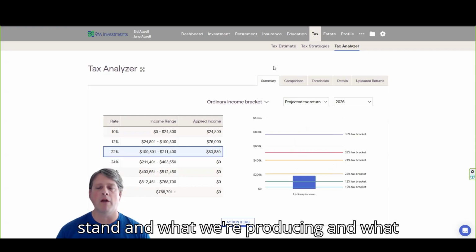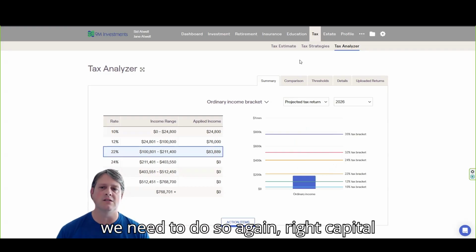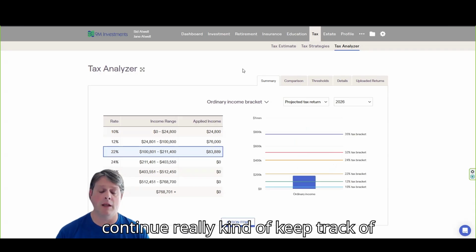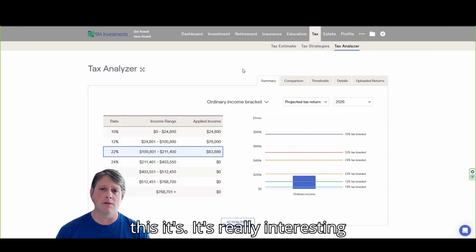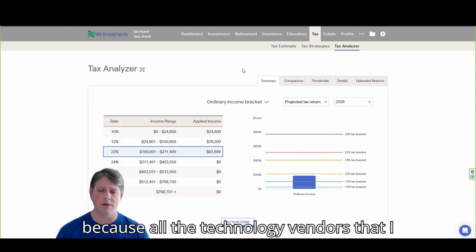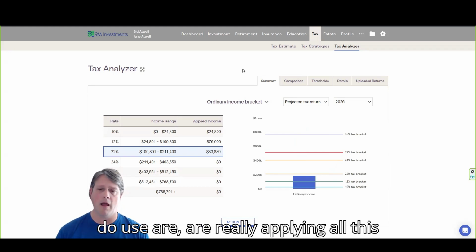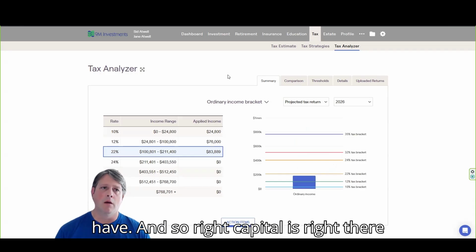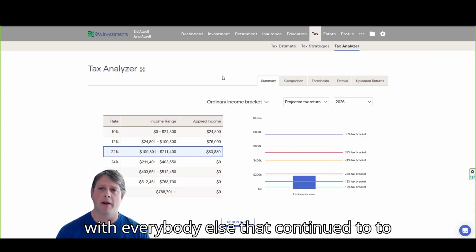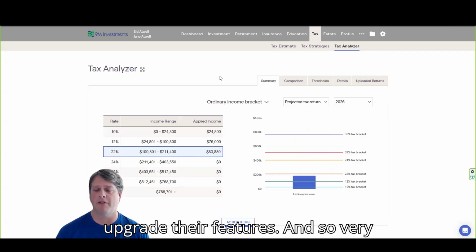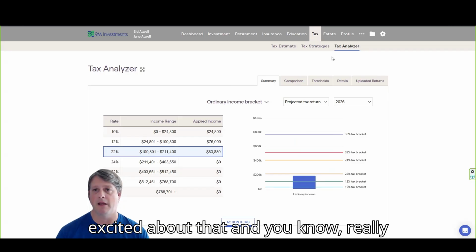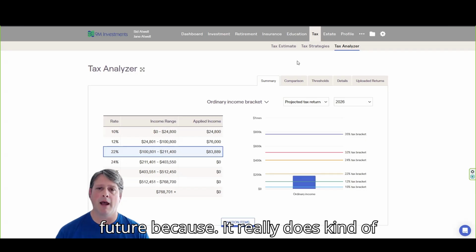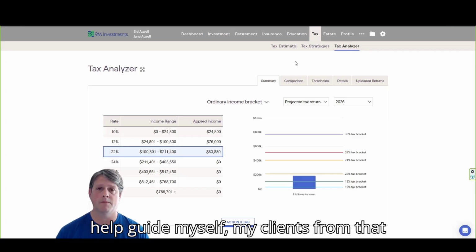So again, RightCapital continues to release these tools to keep track of this. It's really interesting because all the technology vendors that I use are applying these new AI tools to enhance what they have. RightCapital is right there with everybody else and continues to upgrade their features. I'm very excited about that, and really excited to see what they have in the future, because it really does help guide myself and my clients.